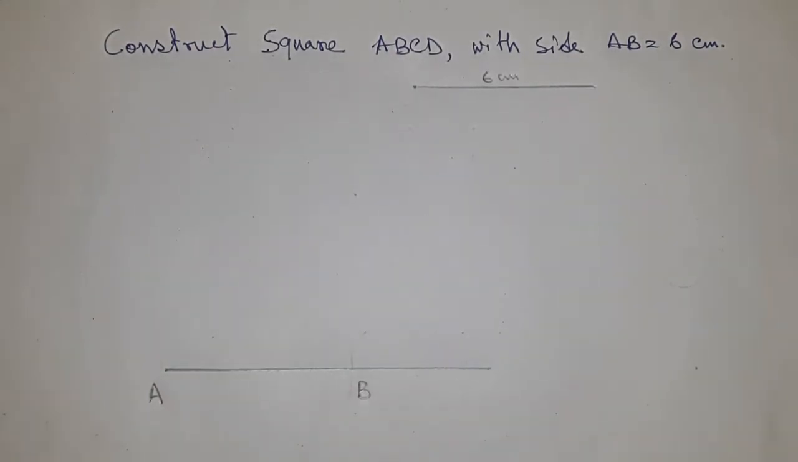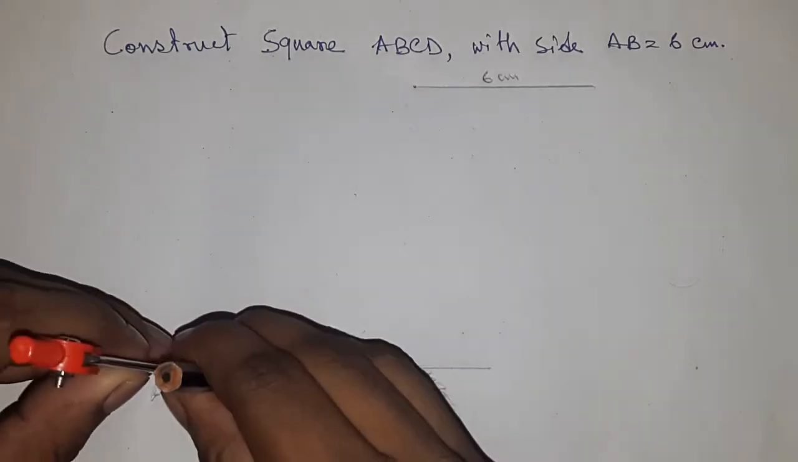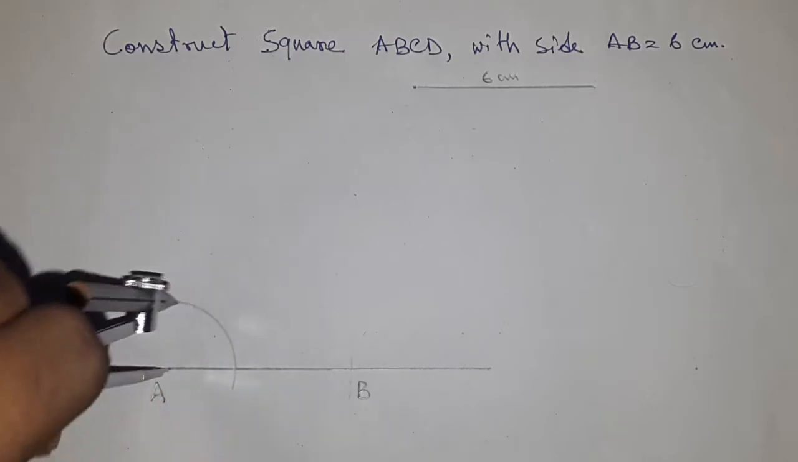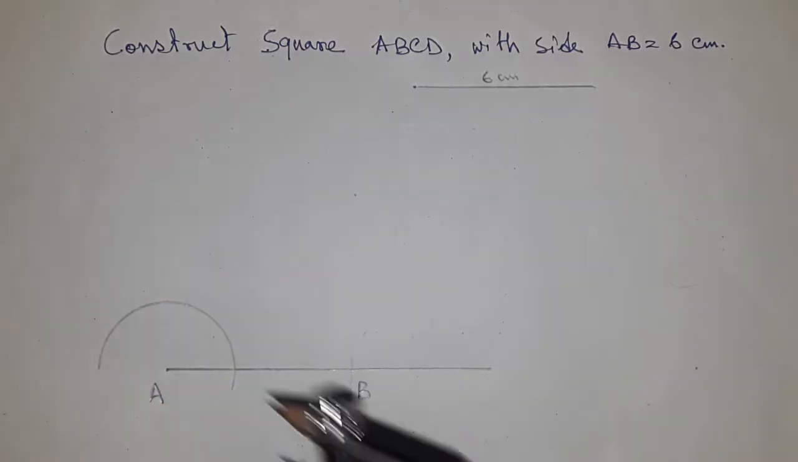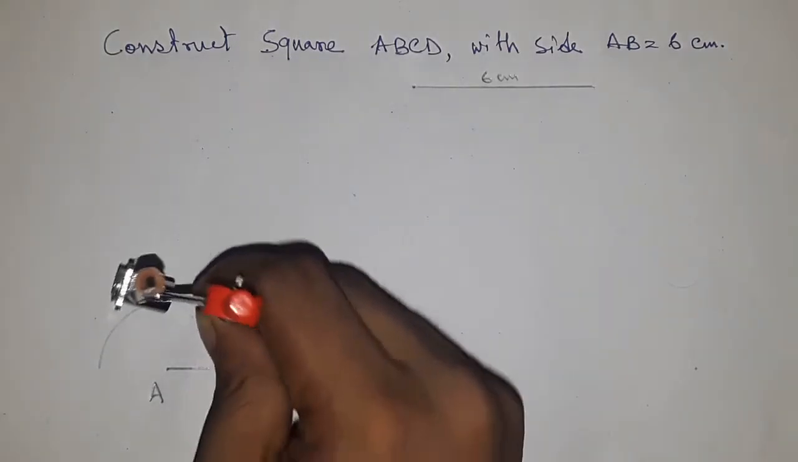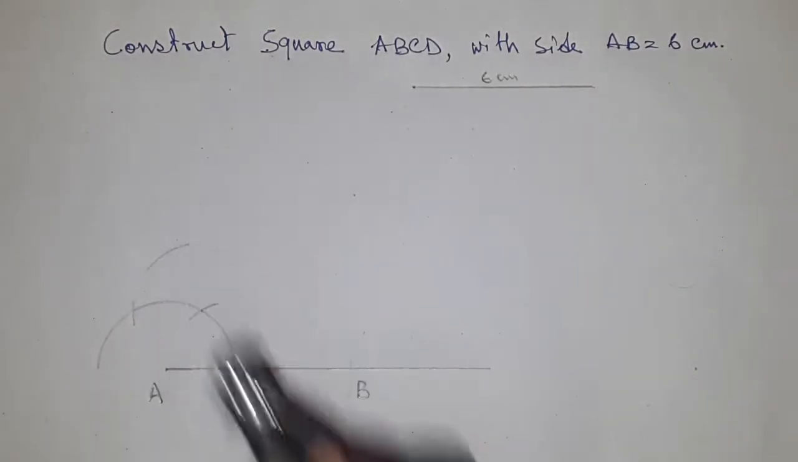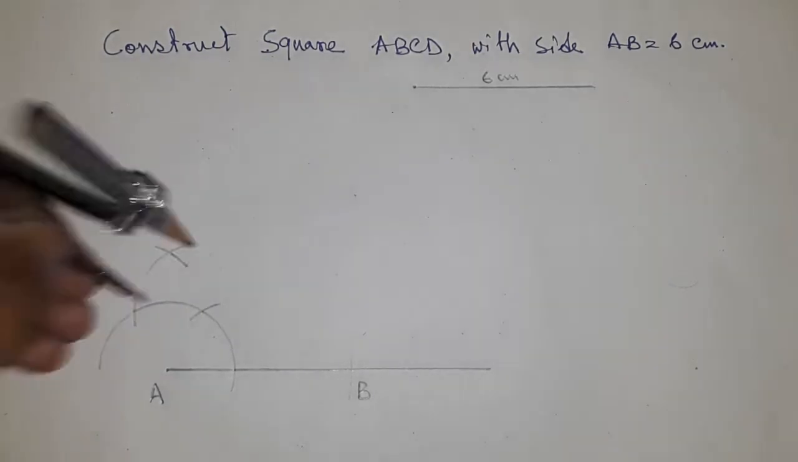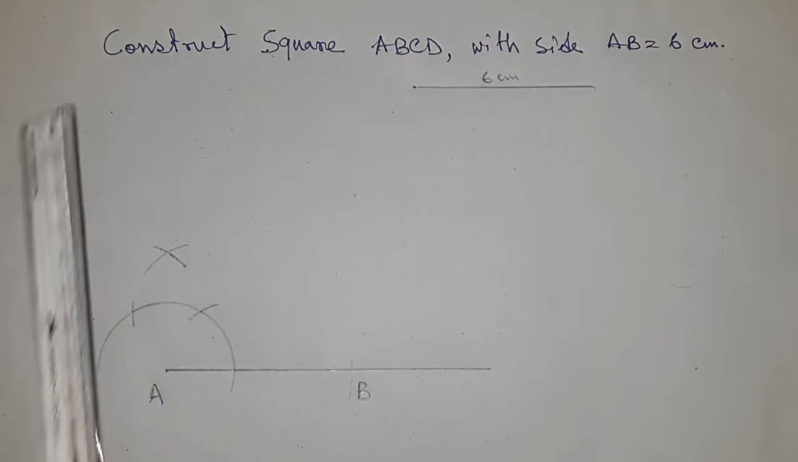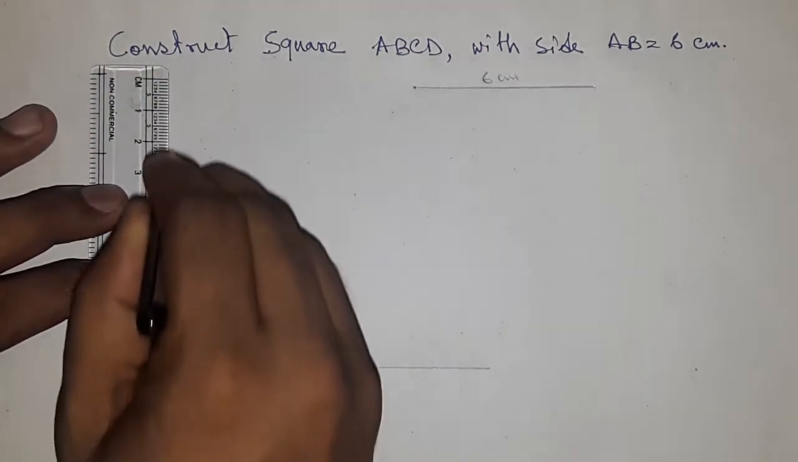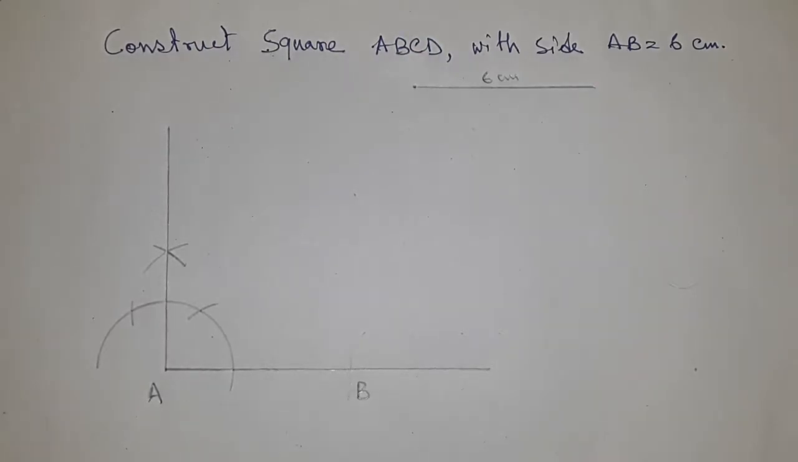Okay, now I'm going to construct 90 degree angle on the point A. If you don't know how to construct 90 degree angle, then please watch my video which I give in my channel. So here I constructing 90 degree angle on the point A. Okay, so joining this to get 90 degree angle on the point A. Okay, so we got 90 degree angle now.